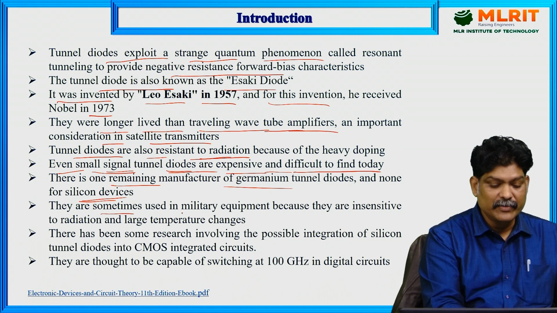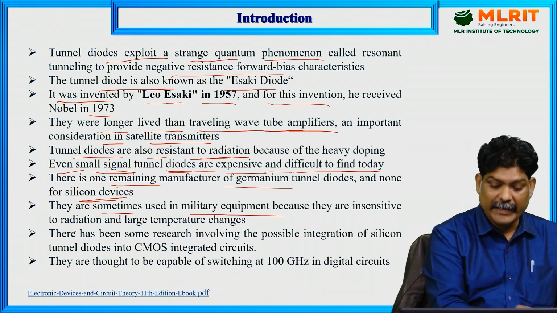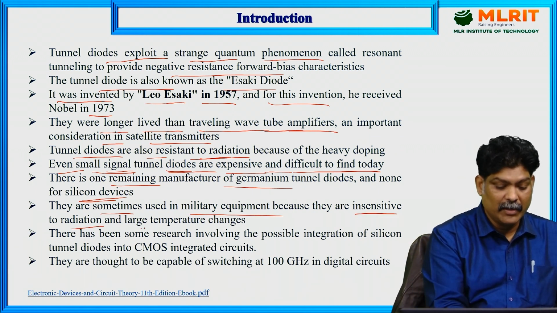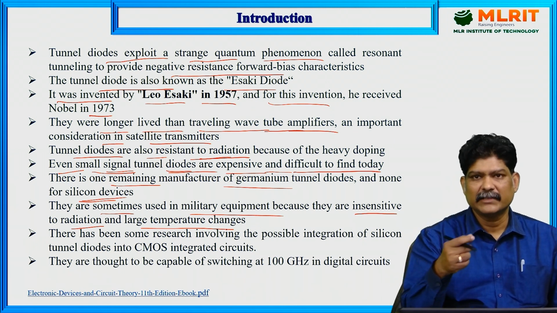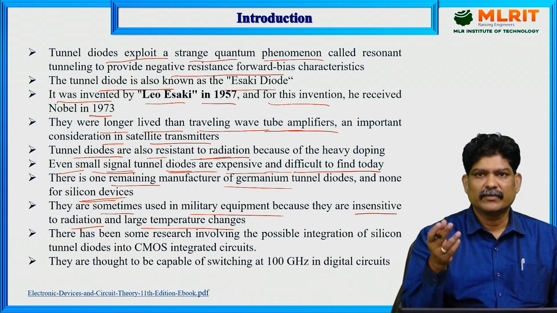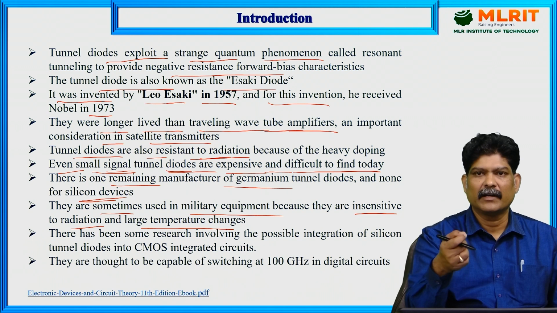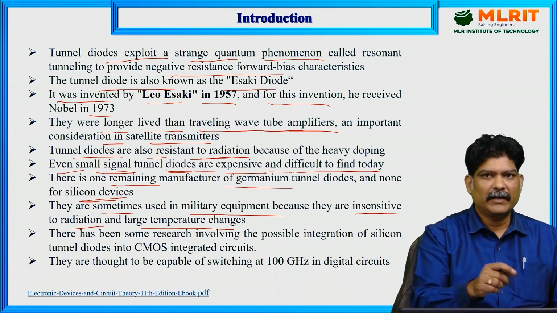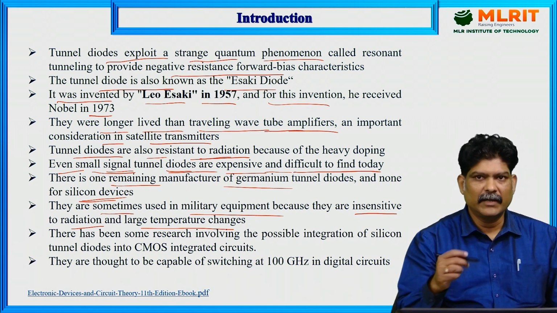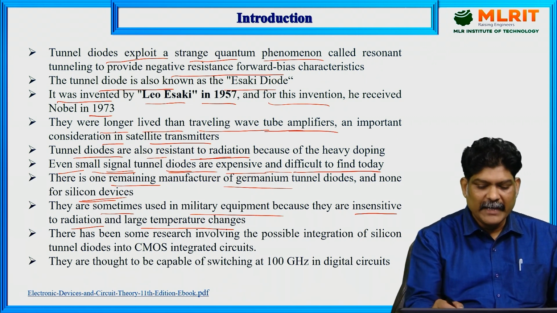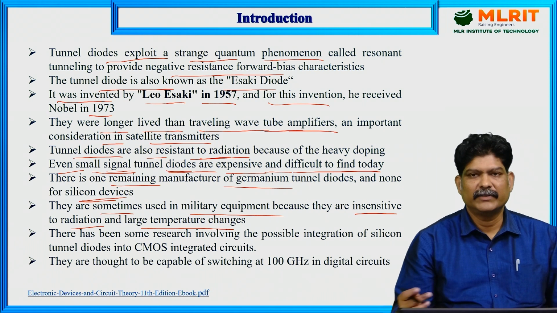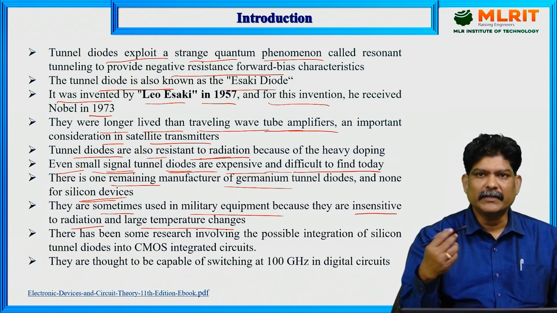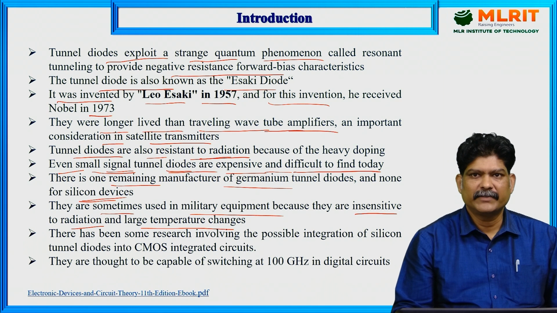They are sometimes used in military equipment because they are insensitive to radiation and large temperature changes. Usually when there are environmental changes, let us say high temperature on a sunny day in summer, there is a change in the properties of semiconducting materials. But tunnel diodes are less sensitive to radiation and large temperature changes, so their properties may not change even with drastic environmental changes.